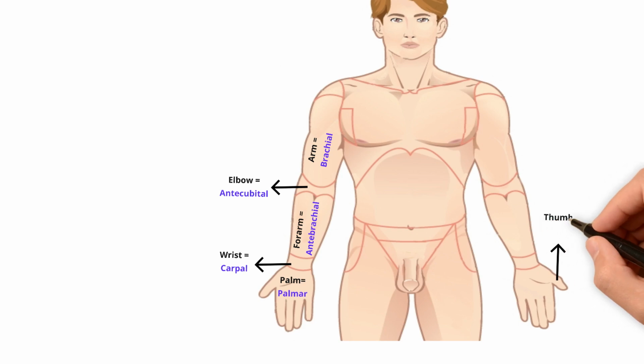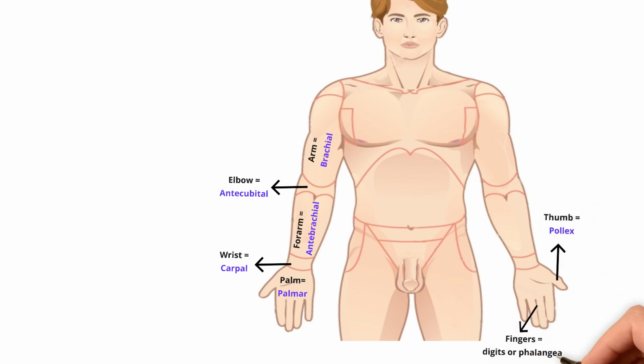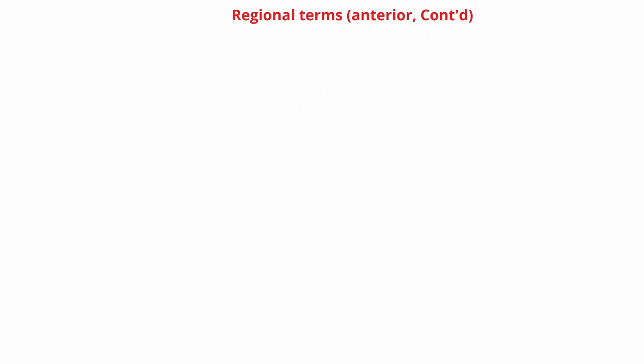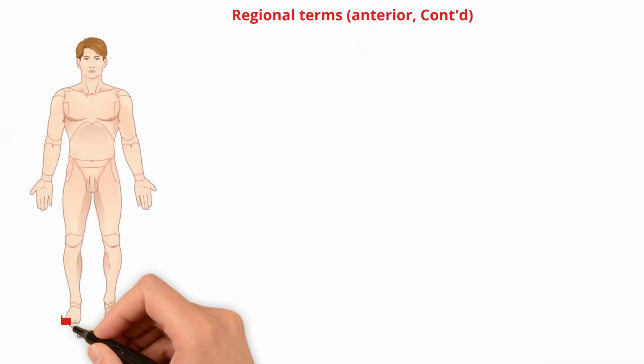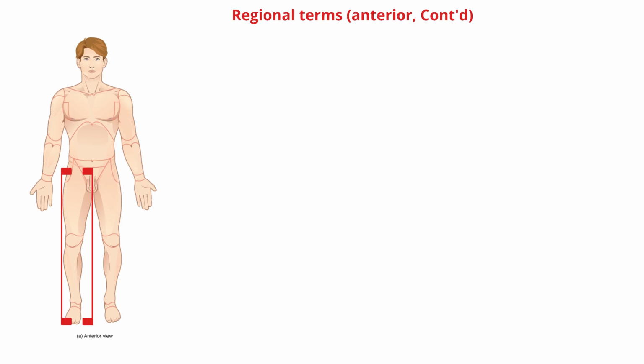When we talk about the thumb, we use the term pollex, and for the fingers, we use the term digital or phalangeal. The entire hand is referred to as the manual region, and this includes the palms, fingers, and other parts of the hand. Let's explore the anterior regions of the lower limbs and their corresponding anatomical terms, starting with the thigh and working our way down to the foot.